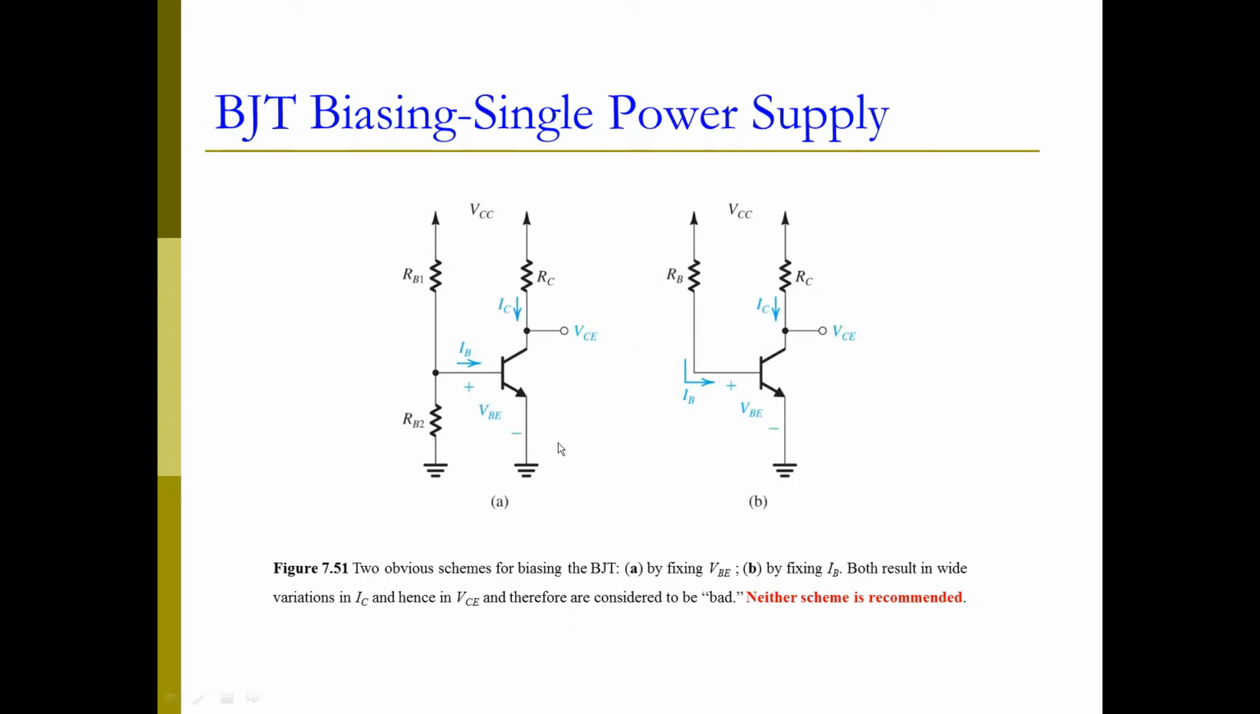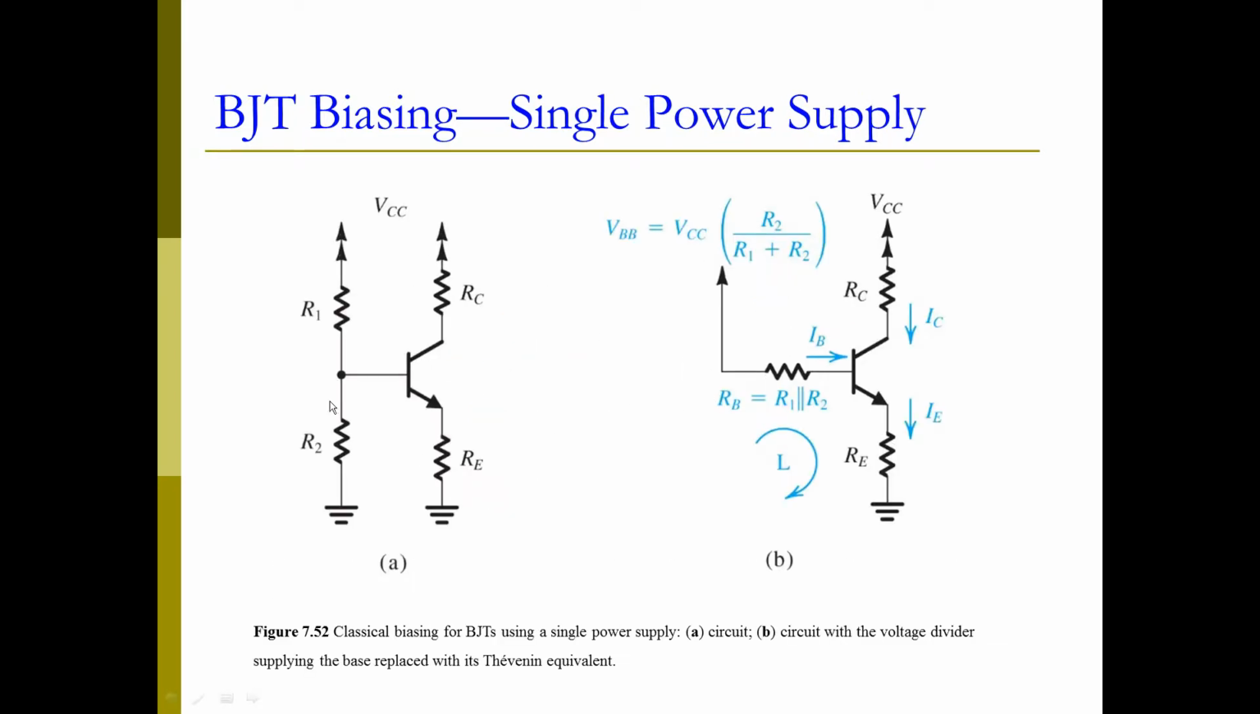There are many types of biasing configuration, and here is an example of biasing the transistor using a single power supply. With a single power supply, on the left figure, we can use a voltage divider to generate a stable voltage that will drive the base and generate a stable base current. Or we can directly use a resistor RB here, as long as we can properly choose this value, and we will be able to generate a stable driving current into the base.